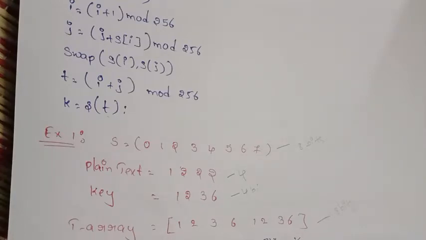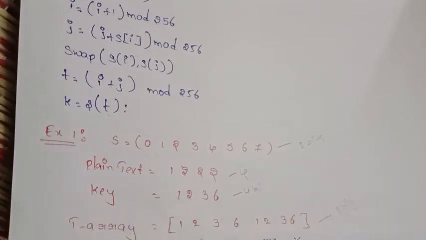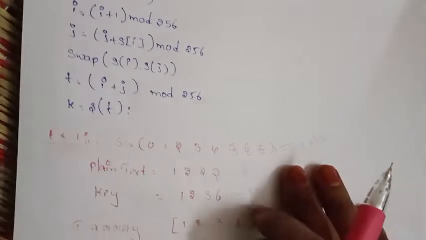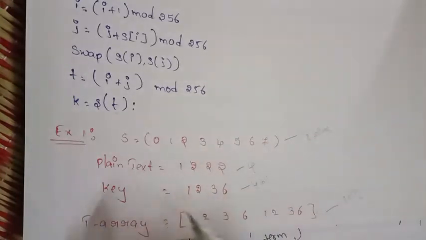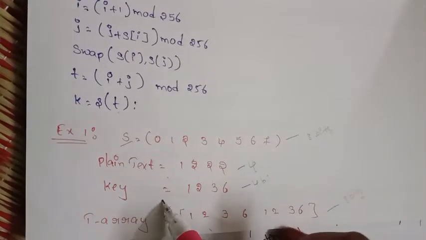If you take just 1 2, then you need to repeat those 1 2 up to 4 times. If you take 3 elements, you need to repeat them. So I took 3 numbers here, that is 1 2 3 6, and I repeated them. I got the 8 bits. Now let us see what we got: the S array, the T array, the plain text and the key.